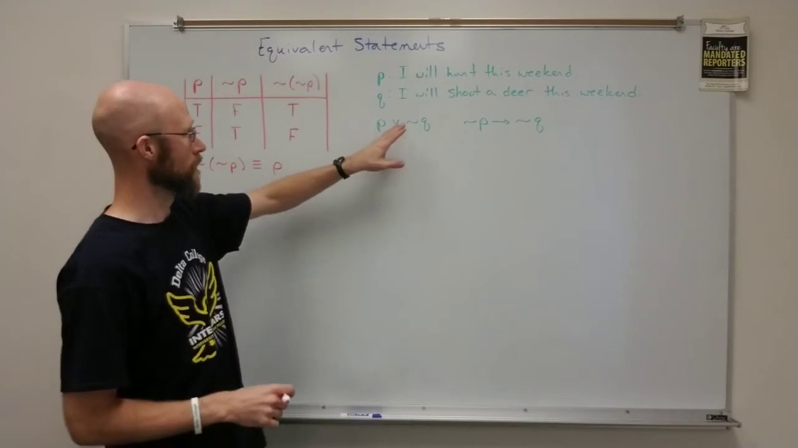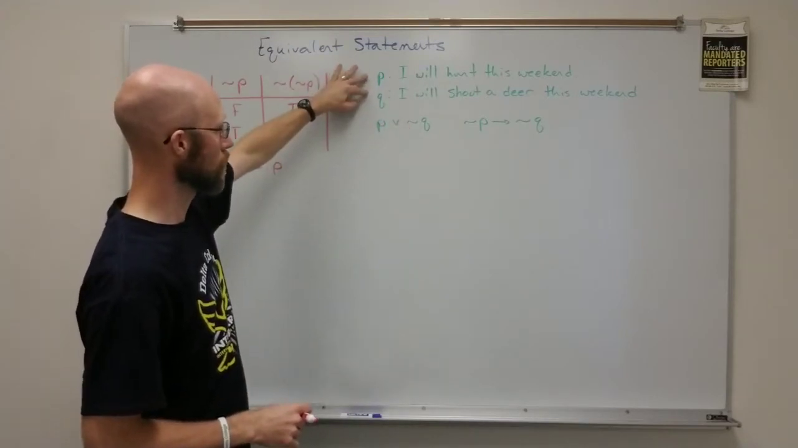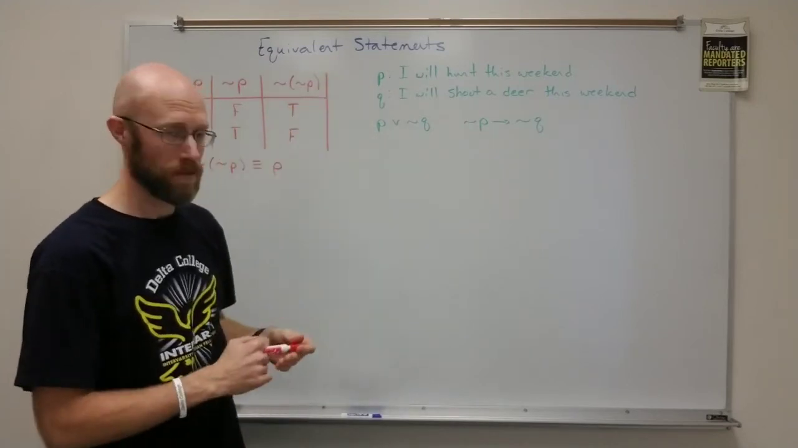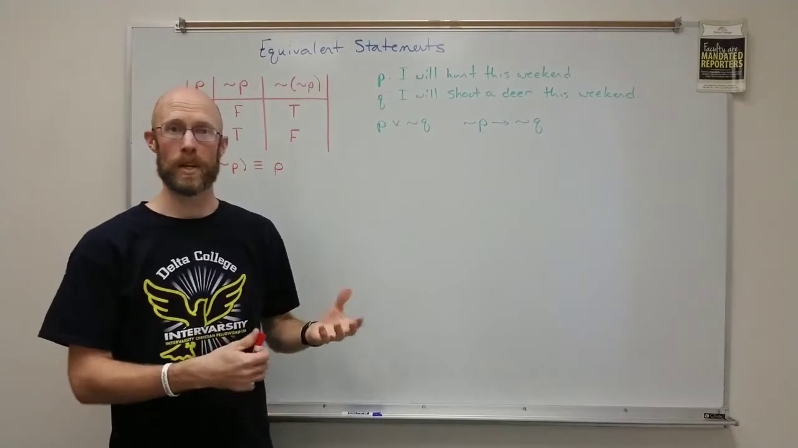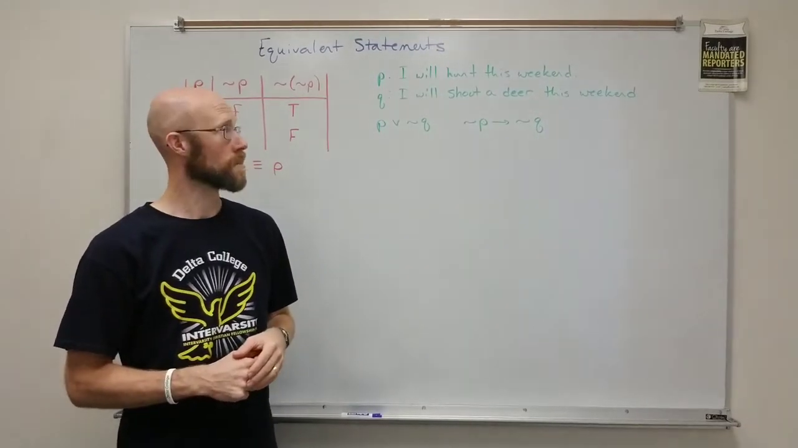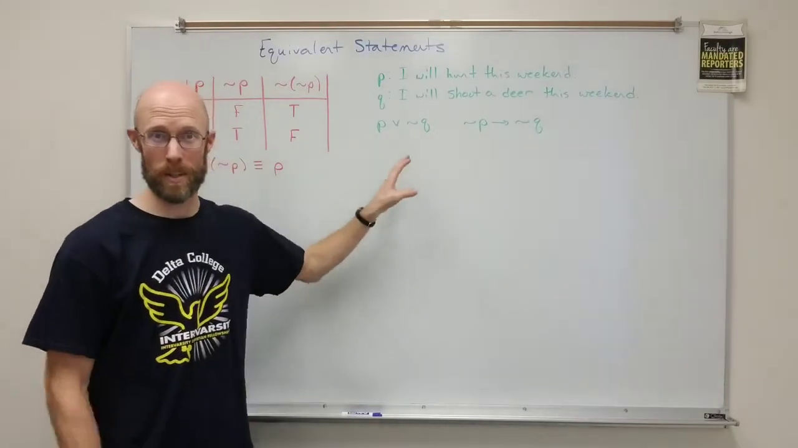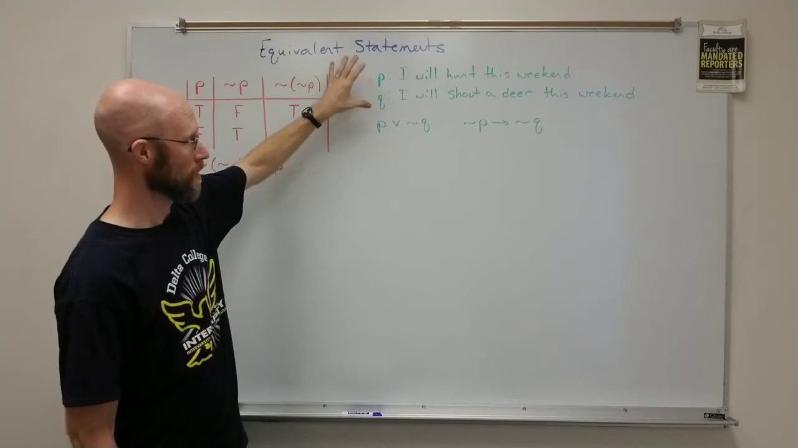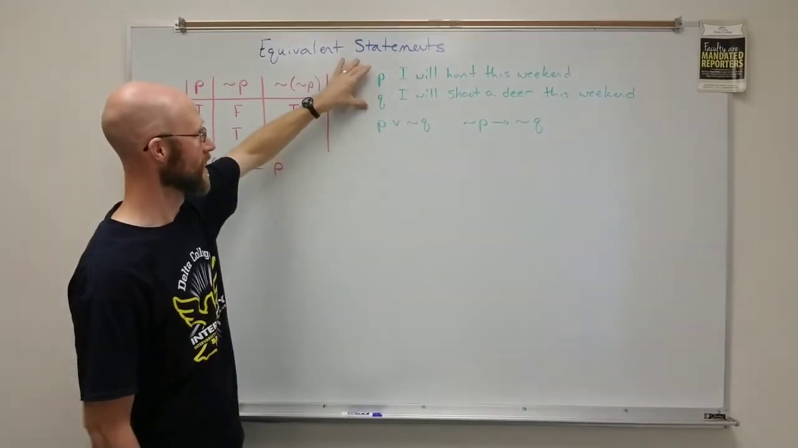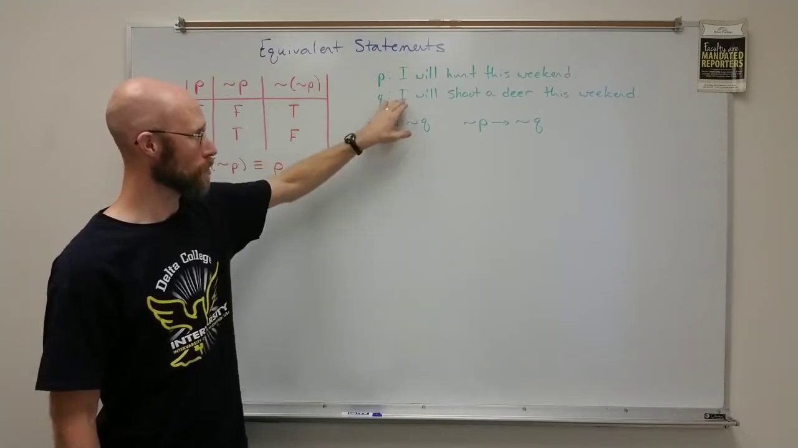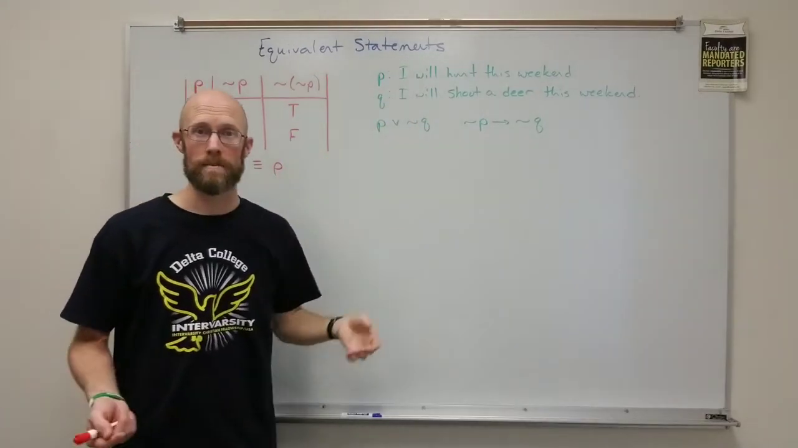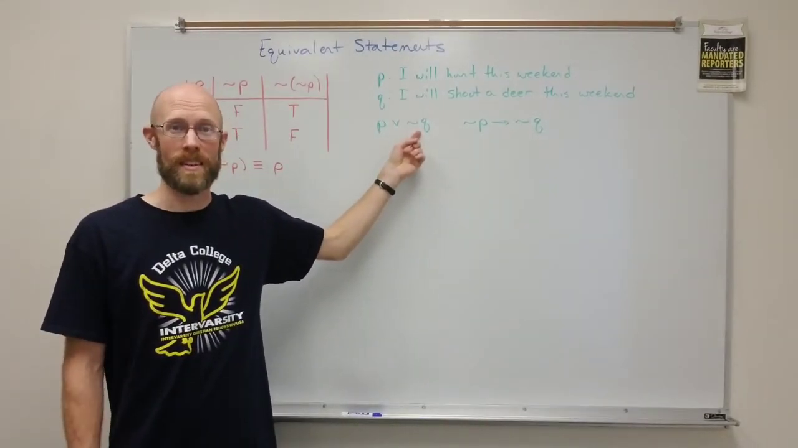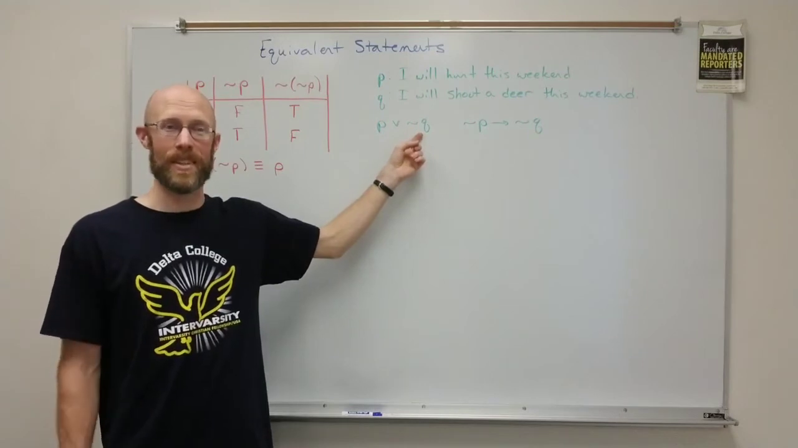Another example here, I have this combination P and Q. P is I will hunt this weekend. Q is I will shoot a deer this weekend. As I'm filming this, this coming weekend is early antlerless deer season, which I do plan to go hunting. And so I'm hoping this is true, right? Well, we'll see. So P and Q, I will hunt this weekend and I will shoot a deer this weekend. So I could say either I'm going to go hunt this weekend or I'm not going to shoot a deer. That kind of makes sense. You can't shoot one if I'm not out there.